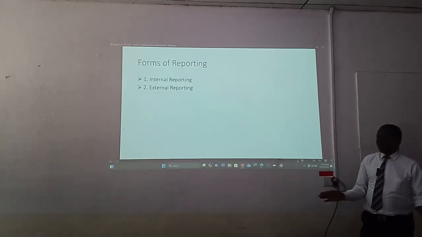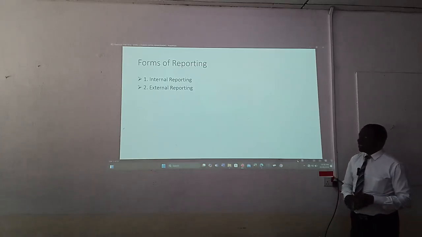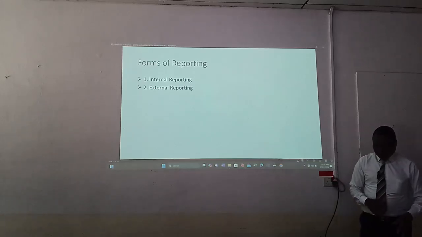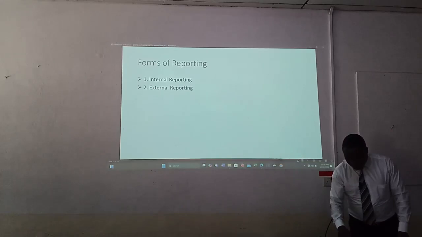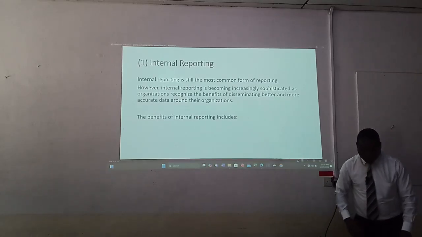So here come the forms of reporting. There are two forms of reporting, internal reporting and external reporting. So what is internal reporting all about?